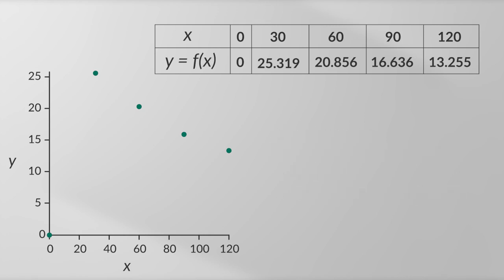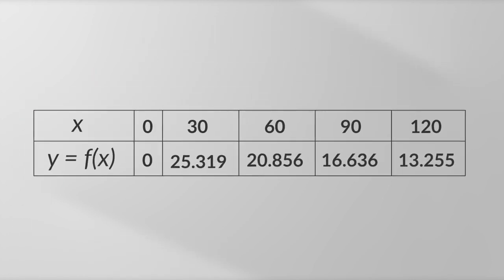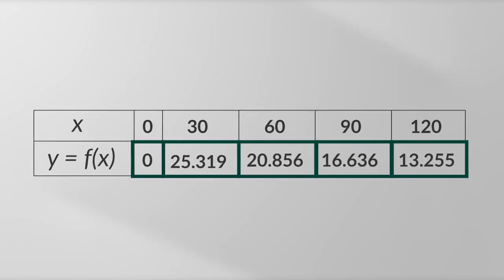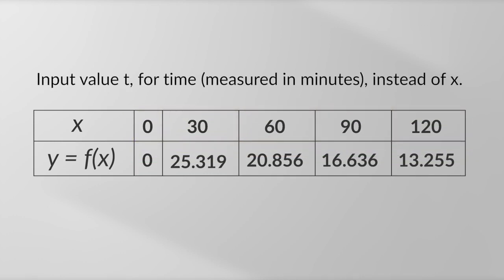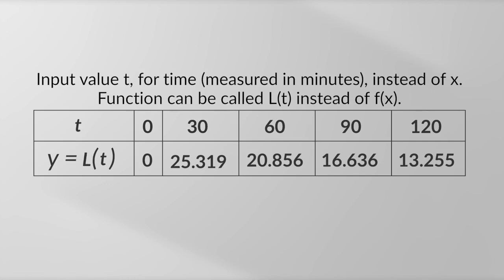It's important to point out that functions are not always called f of x. You can name a function with any letter. However, it's also important to give precise definitions of the terms and variables we use. The values in the table actually represent the amount of lidocaine in the bloodstream after a certain amount of time. So we could call the input values t for time, measured in minutes, instead of x. And we could call the output values L for the amount of concentration of lidocaine in milligrams instead of y. Now our function can be called L of t instead of f of x.